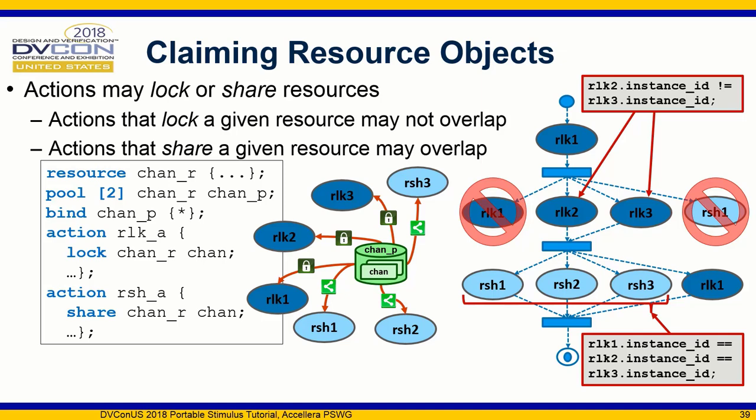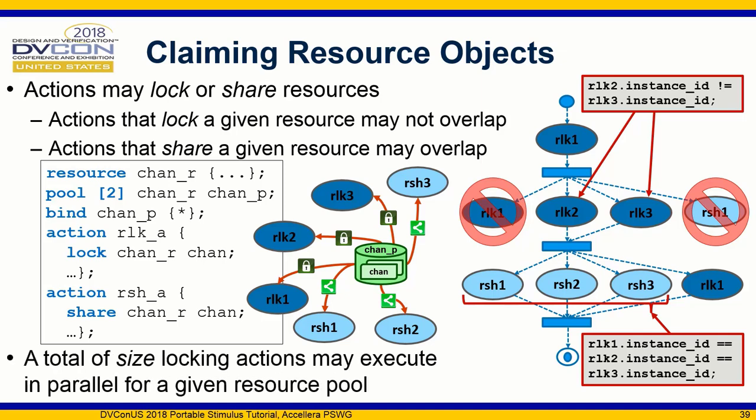And again, because we have constraint sharing, if one of these share actions specifies the instance ID specifically, the other 2 are implicitly constrained to use that same instance ID. It just kind of makes sense. Okay, so that's really what we have here. So again, there's a set of rules that you can use to define how I can customize my scenario based on the set of stuff that I have available in my system. So a total of pool size locking actions can execute in parallel for a given resource pool. And then you have the shares that you can fit in as necessary.